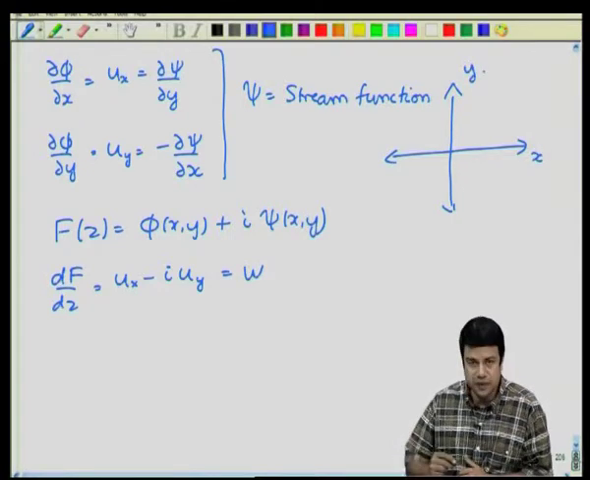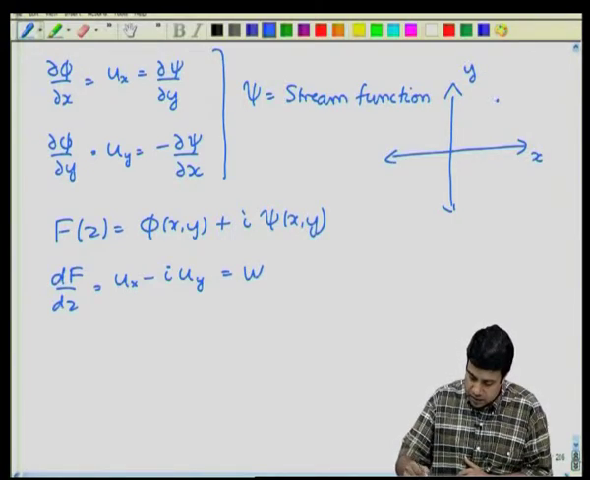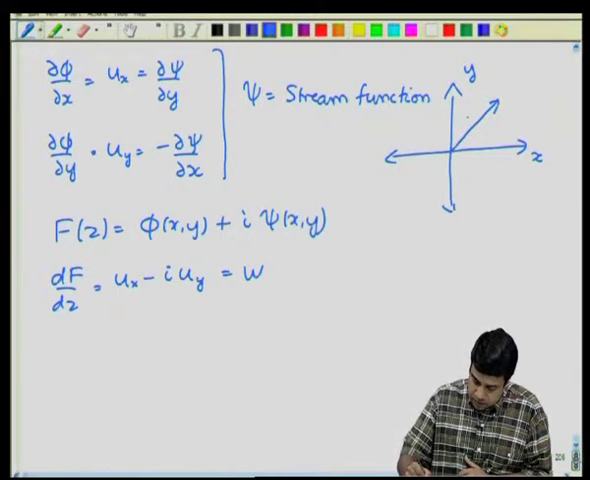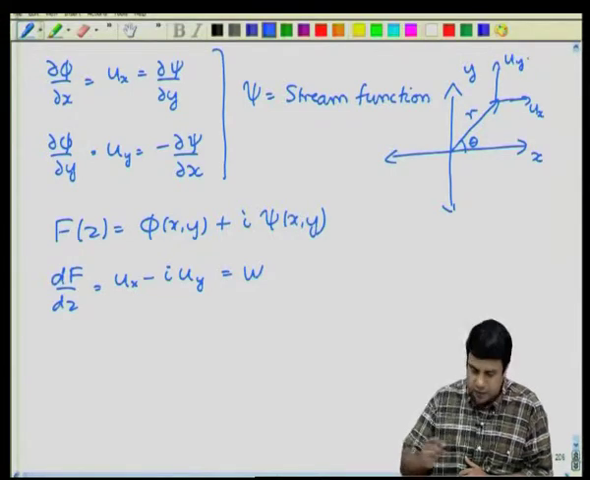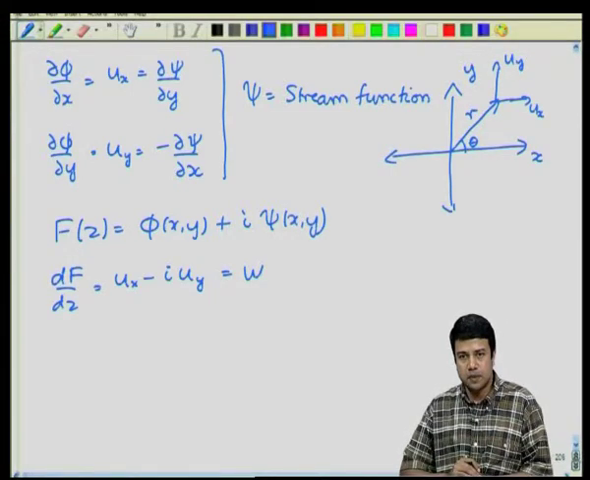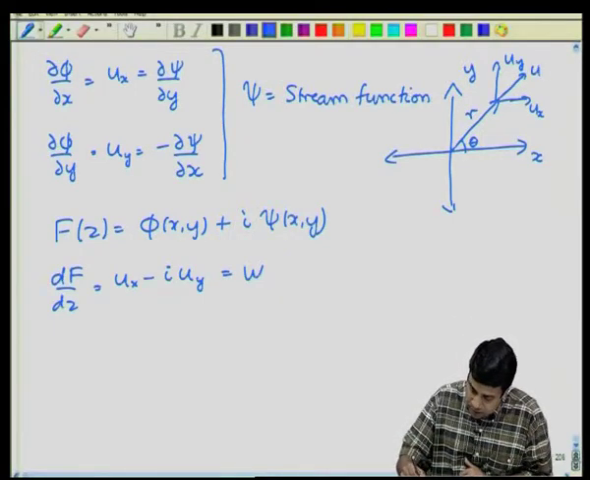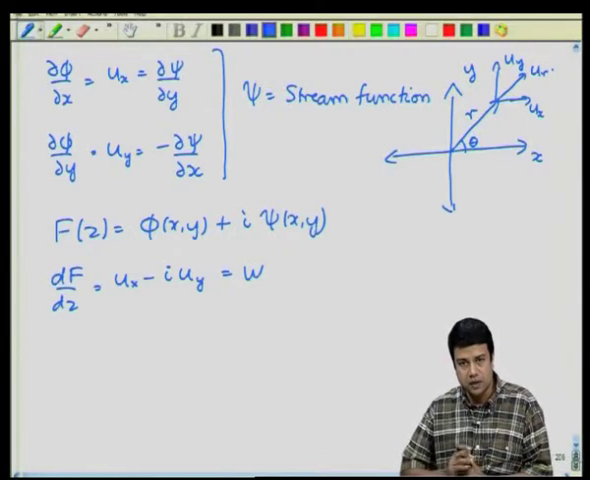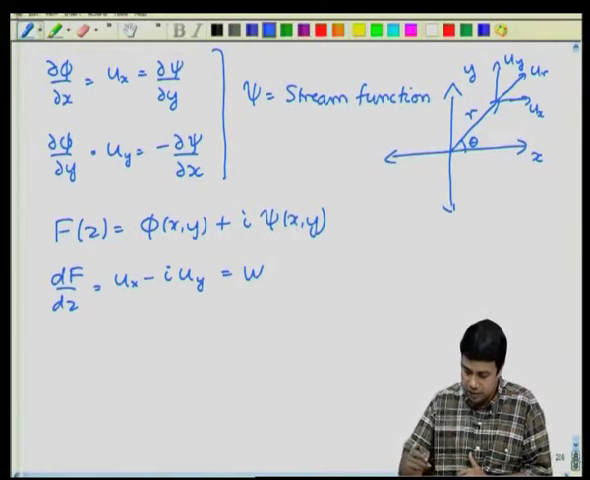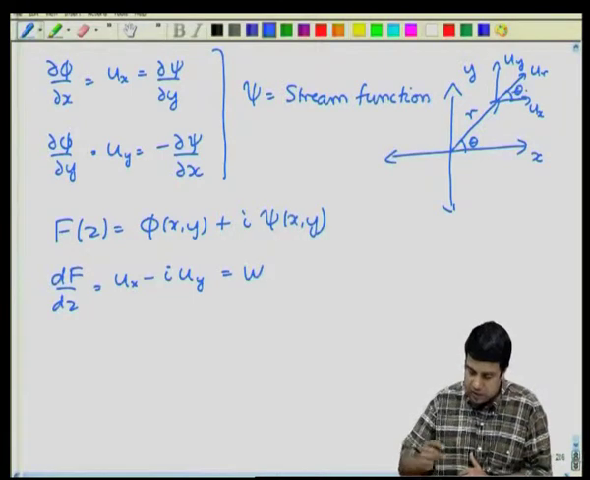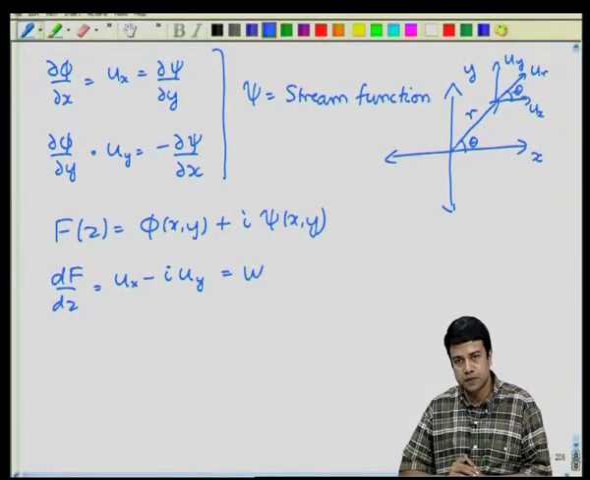X and y. Okay. So, if I am at some location r, with an angle theta, this is u x, this is u y. One can find out the components in the r theta coordinate system. In the r theta coordinate system, u r is along the direction of increasing r, and therefore, it makes an angle theta with respect to the x direction. U theta is along the direction of increasing theta.